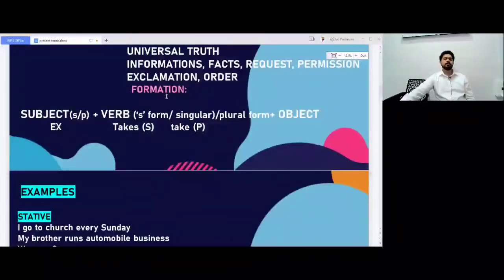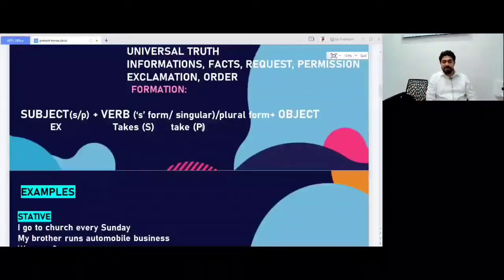So let's talk about the formation of this tense. Like in any tense, we need the subject plus the verb and the object. So what is the important thing here you need to think about? When the subject is singular, you have to put the S form of the verb. So a singular subject goes with a singular verb. How do you make the verb singular? Put the S form, like take, takes. So takes is the singular, take is the plural.